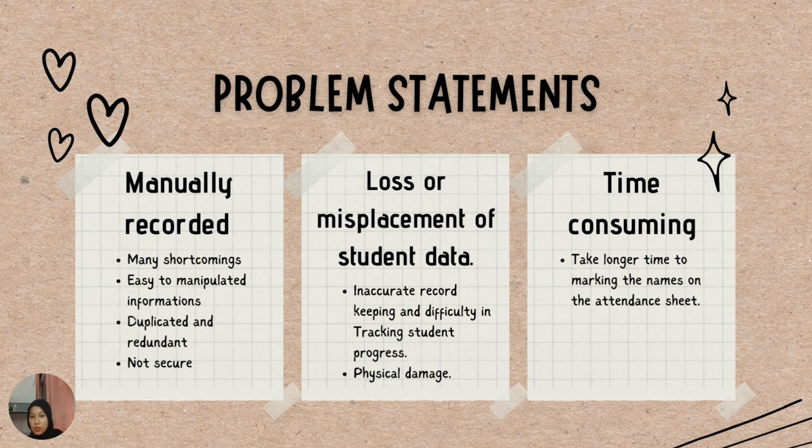Second, loss or misplacement of student data. This traditional method is outdated and prone to the loss or misplacement of student data. This can result in administrative issues such as inaccurate record keeping and difficulty in tracking student progress. Thirdly, time consuming. The manual method of recording attendance is time consuming for students as they have to sign their names individually and pass the sheet from one student to another.